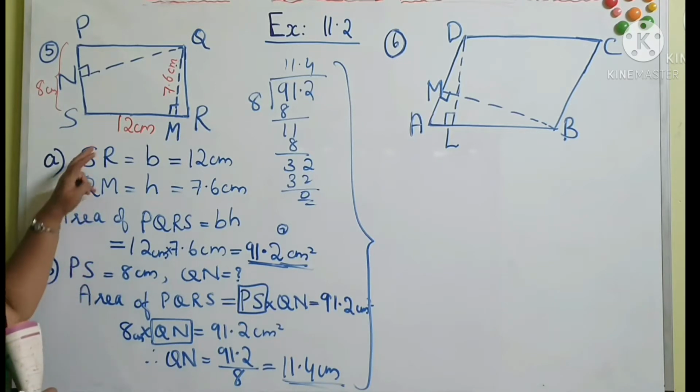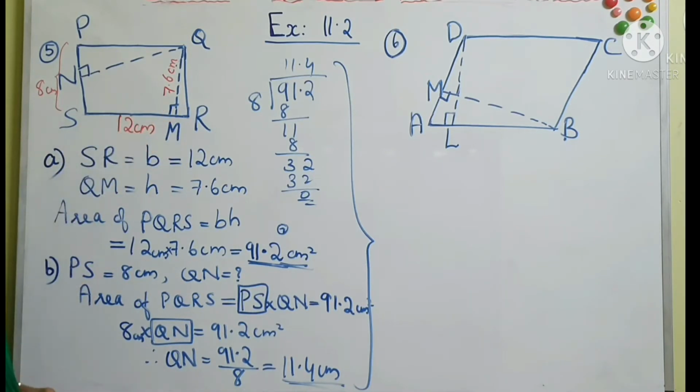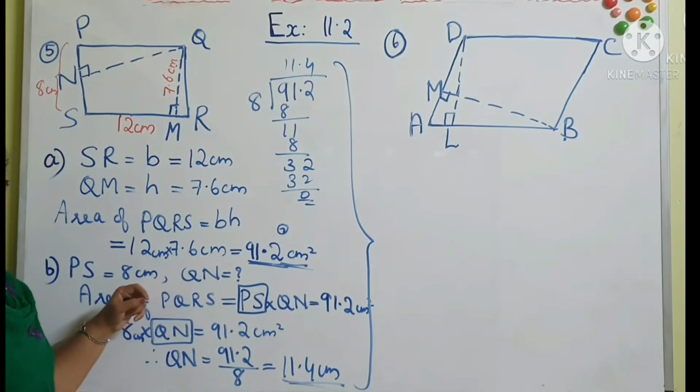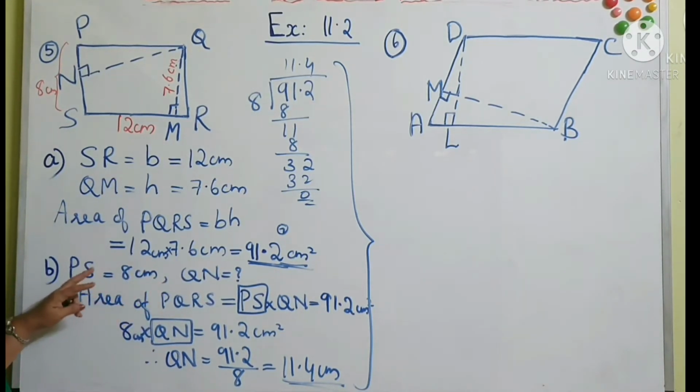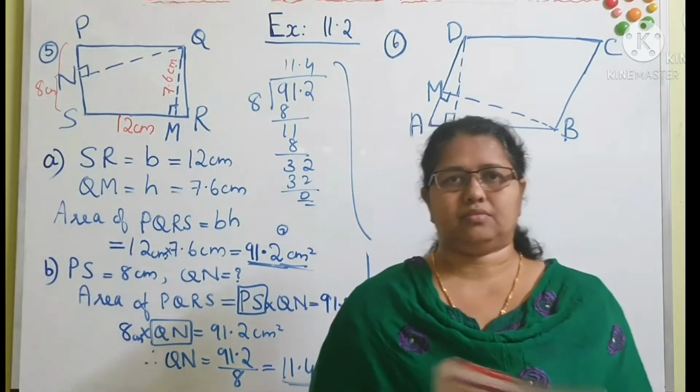So in this case, SR is given, 12, and the height to SR, QM, is also given. Therefore, we can easily find area of PQRS as BH is equal to 12 into 7.6. Second part, PS is given and we have the area. Then find QN, that is the height to PS. Then using this area, we can find it.